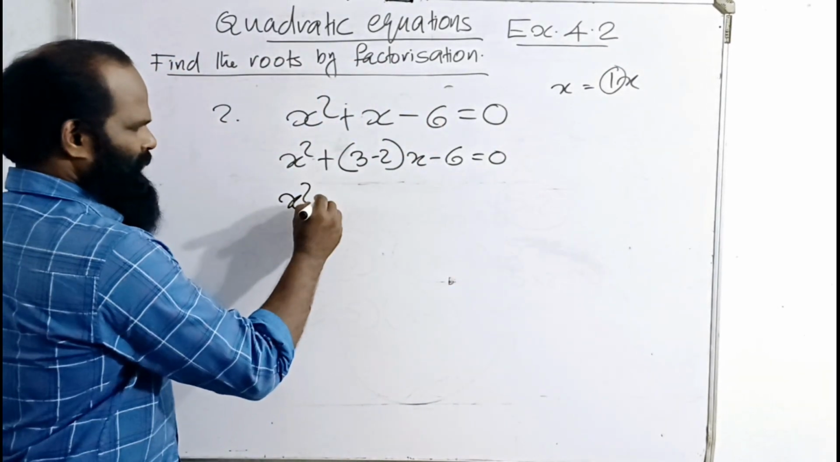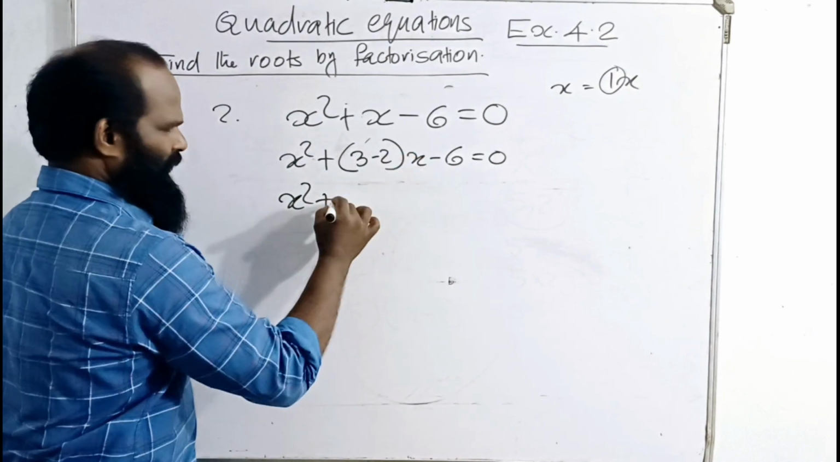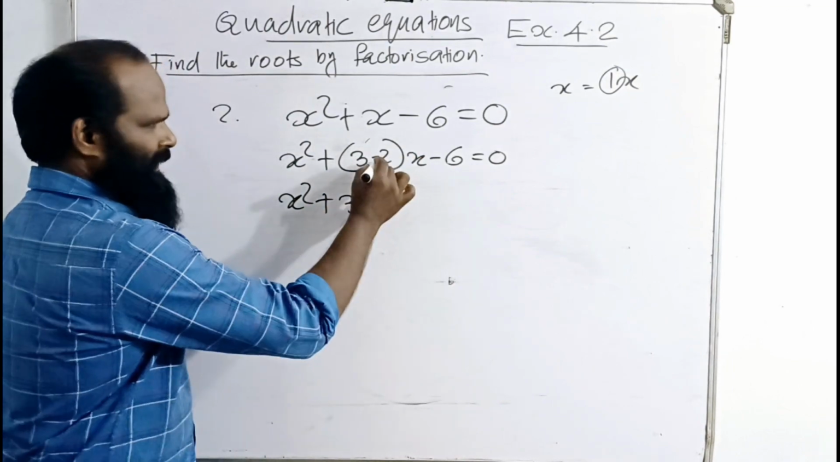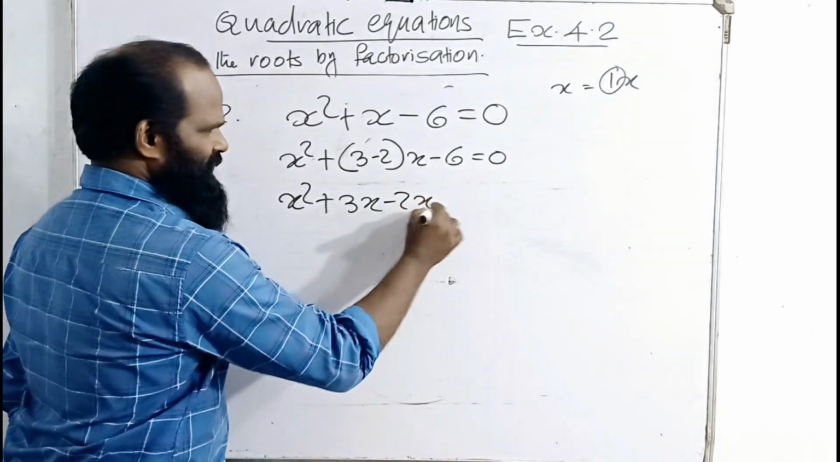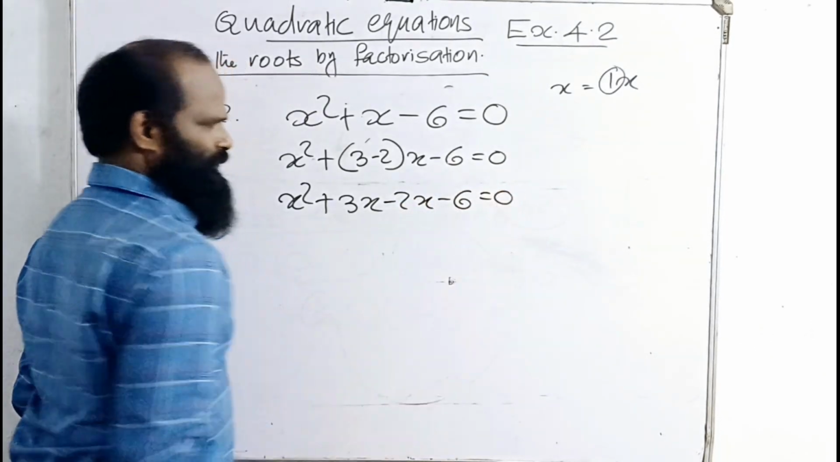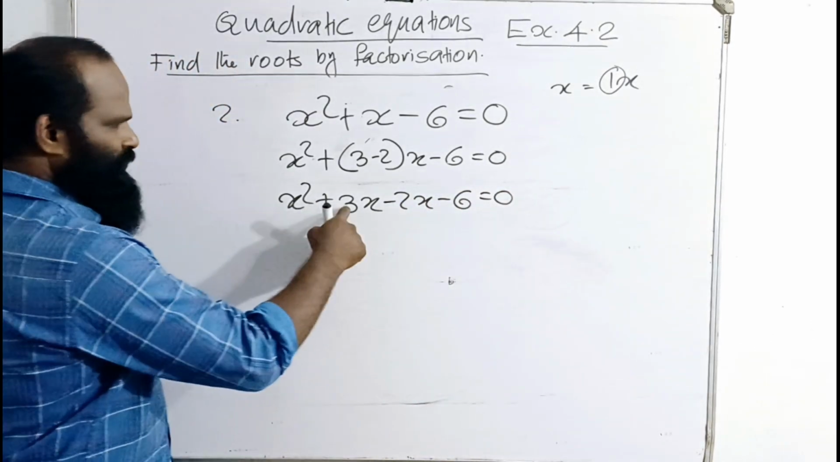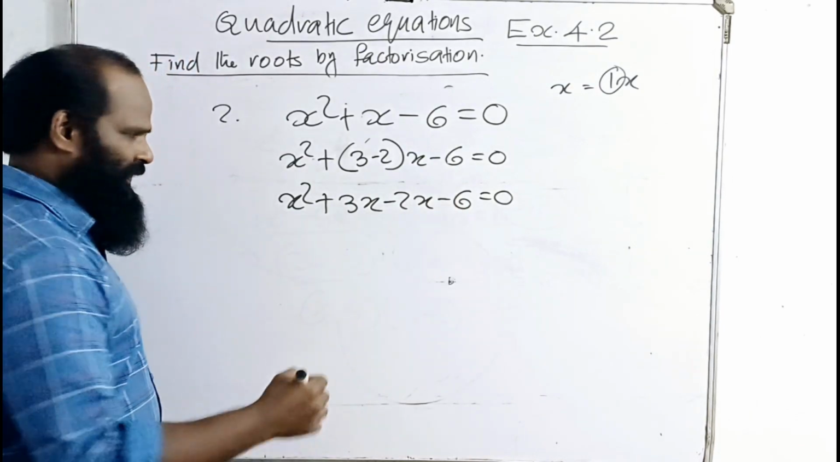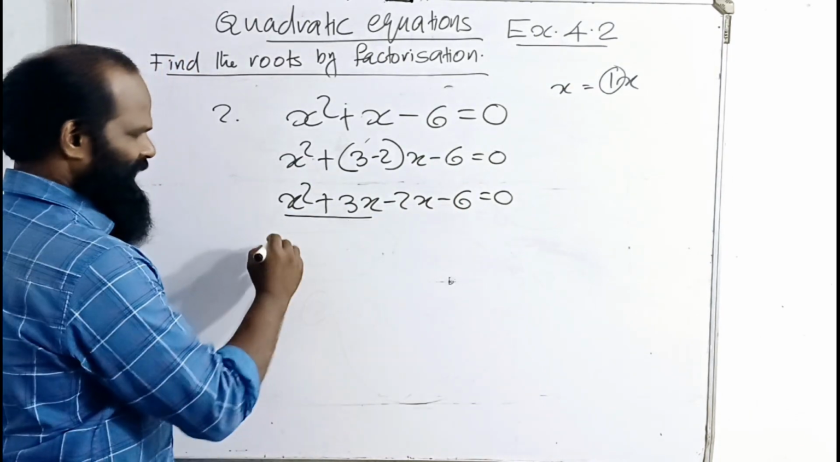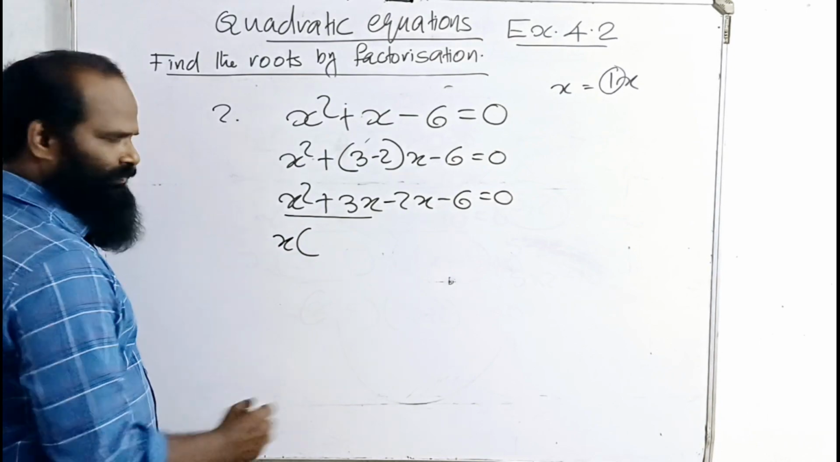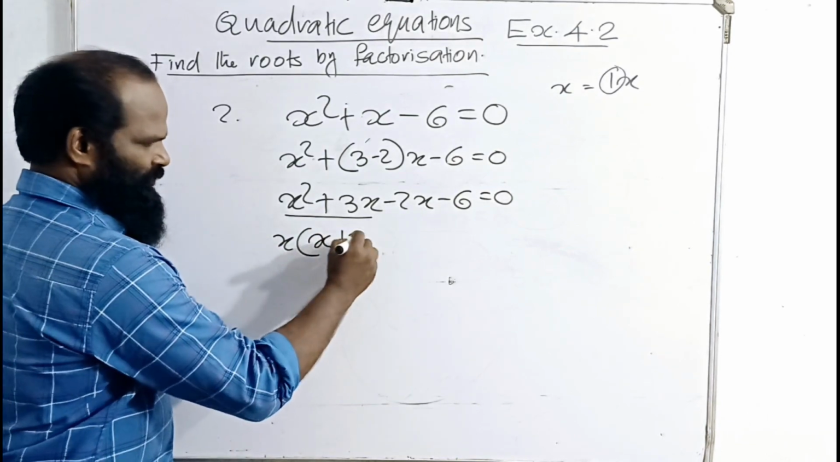Okay, then x squared plus x into 3, 3x. Negative 2 into x, negative 2x. Minus 6 is equal to 0. 1, 2, 3, 4 terms. Divided twice. Common is x. X plus 3.